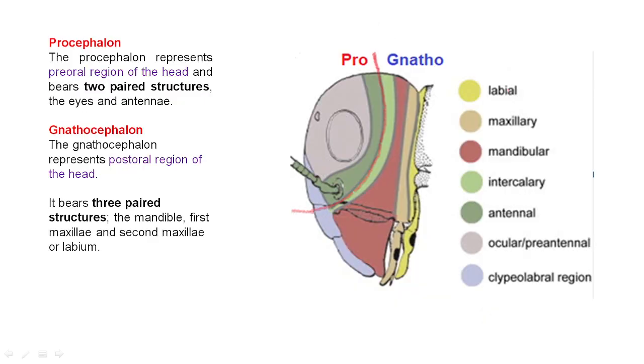Next, what do you mean by procephalon and gnathocephalon? See here oral cavity. Preoral region is known as procephalon. Post-oral region is known as gnathocephalon.